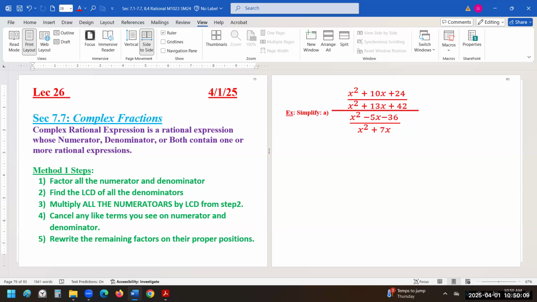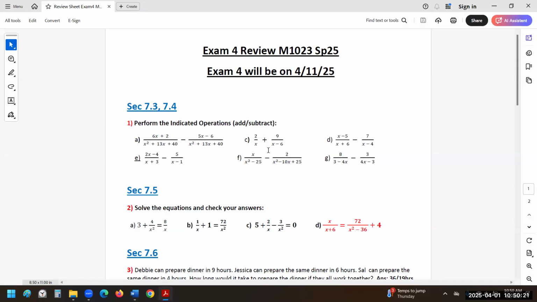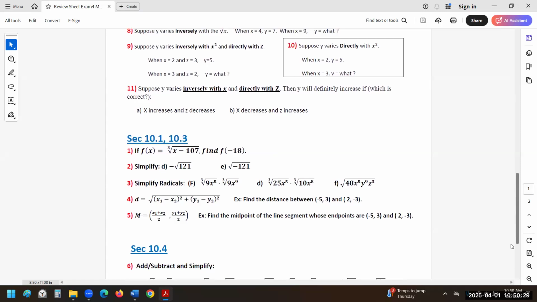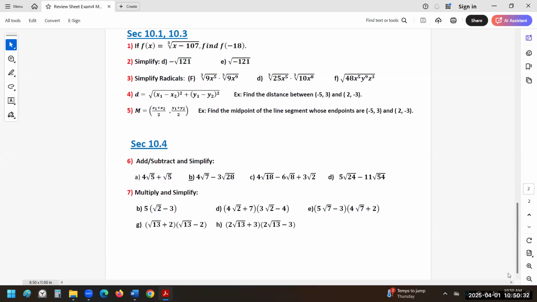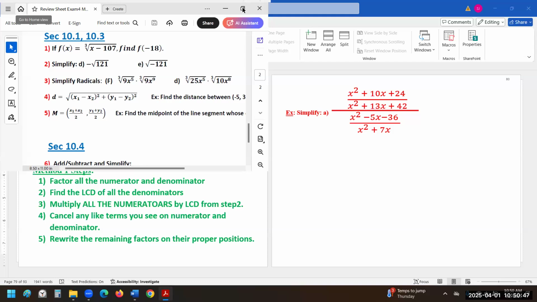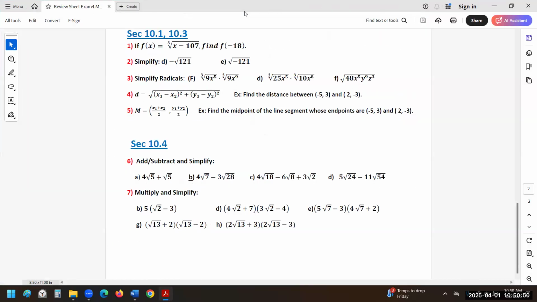Did you guys notice that I posted the review sheet on Brightspace? You did? So the review sheet is based on 7.3 to 10.4. My plan is to give you the next exam from 7.3 to 10.4, but let's see how much you can finish by next Tuesday, and then we'll decide what the exam will be on. For now, the plan is 7.3 to 10.4.